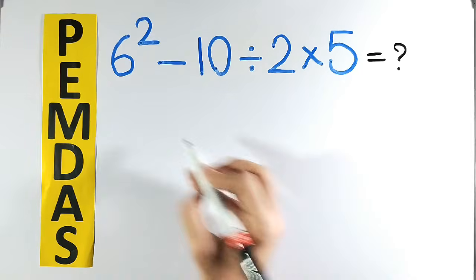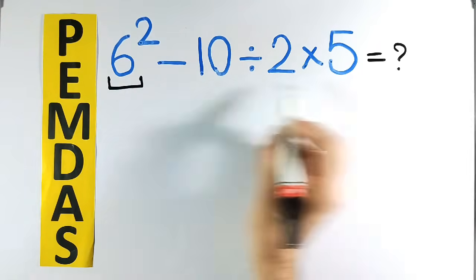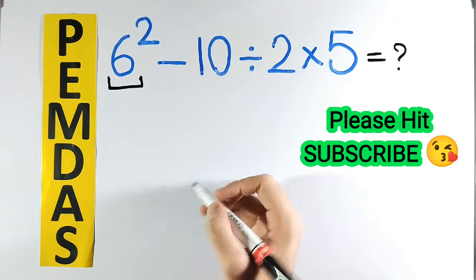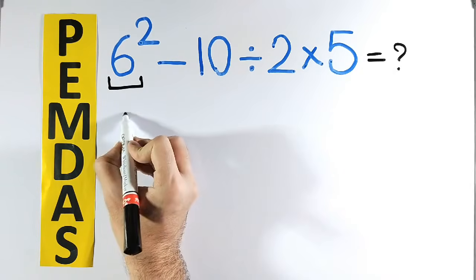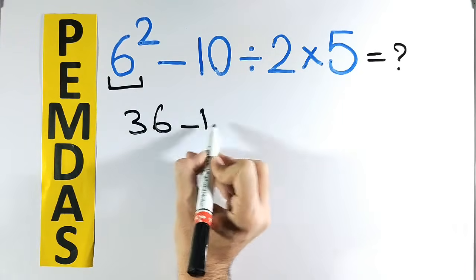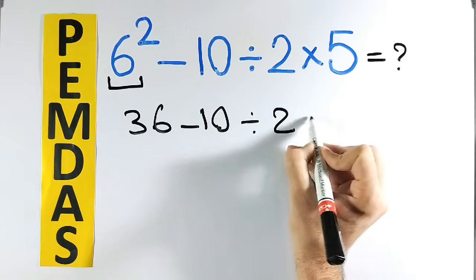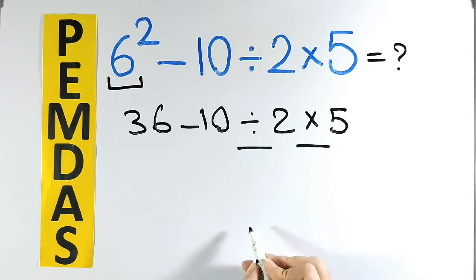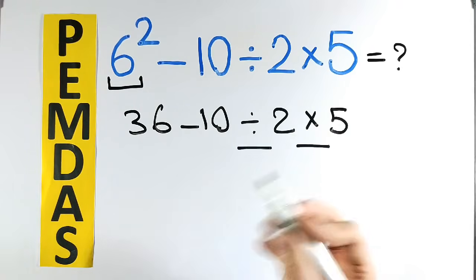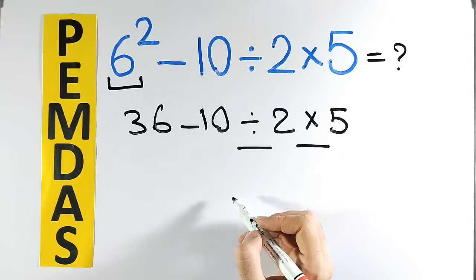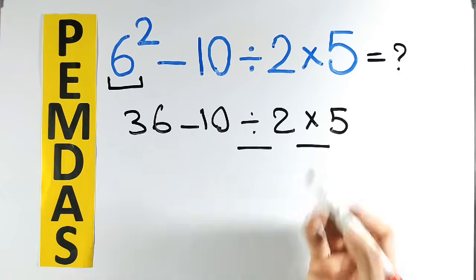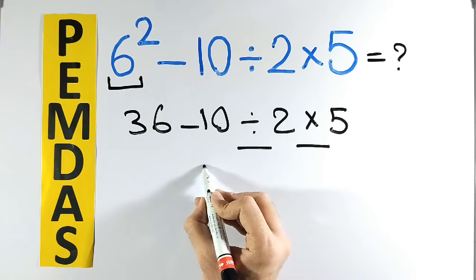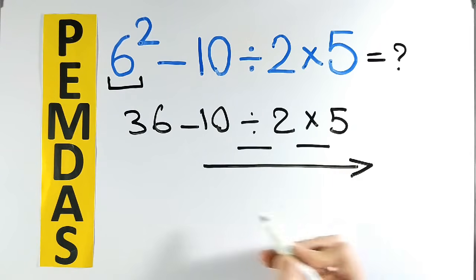According to the PEMDAS rule, first you go for the exponent, because in this expression, exponent has a higher priority than the other operations. So, instead of this expression, we can write 36 minus 10 divided by 2 multiplied by 5. Then, we move on to the division and multiplication, because these two operations have a higher priority than subtraction. However, it's really important to understand that multiplication and division have the same level of priority, and we must perform these two operations from left to right.